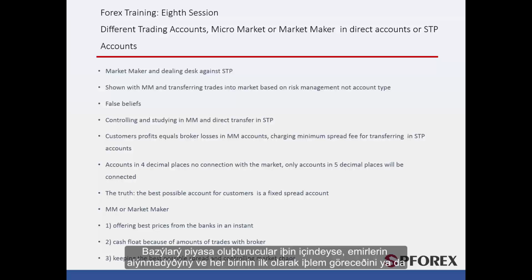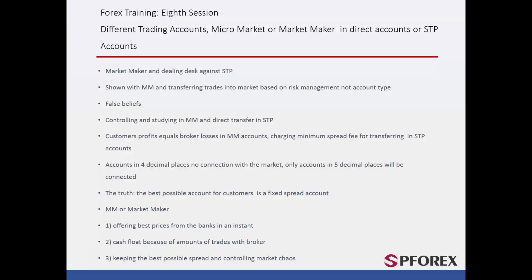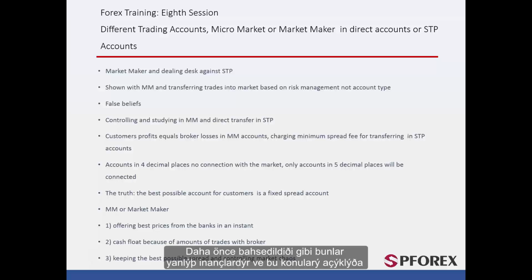Some say that with market makers, orders are not received and every single one will be processed first, or that customers' profit is equal to the broker's losses, and in STP accounts, brokers can only take their commission, or that the accounts with 4 digits will not make it to the market, and only 5-digit accounts are eligible to be in the market. As mentioned before, these are all false beliefs, and in order to make things clear for you, we will illustrate all brokers' activity in the future.